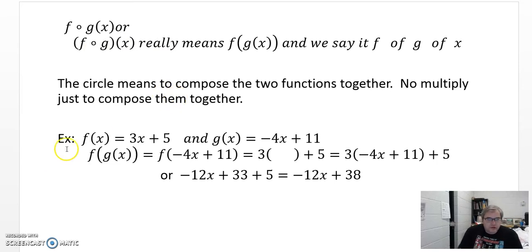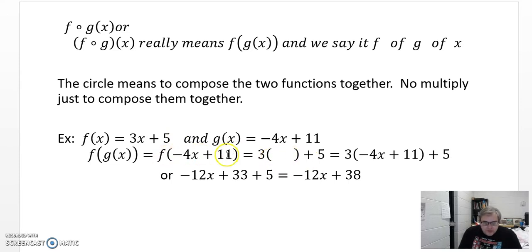So for example, I have f of x equals 3x plus 5 and g of x equals negative 4x plus 11. So I'm going to compose them together, f of g of x. And what I want you to concentrate on is the step from here to here. g of x is equal to negative 4x plus 11. So I'm going to substitute negative 4x plus 11 in for g of x. That's where this is coming from. So now I want to evaluate function f with this expression. Well, function f is this, 3 times something plus 5. And that's what I do here.